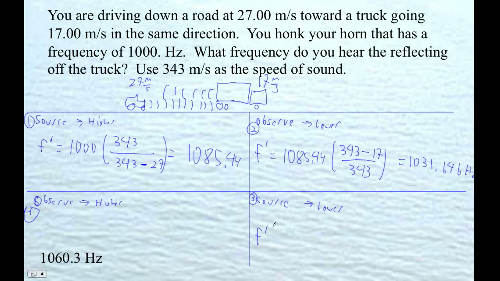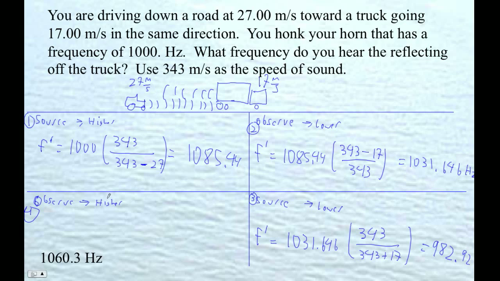Okay, now this truck is a source that's moving away from us. So the shifted frequency is 1,031.646 times, okay, so source is 343, and this is going to be to a lower frequency, so it's going to be 343 plus 17. So that times 343 divided by parentheses 343 plus 17. Ta-da! 982.92. That's the frequency actually created.